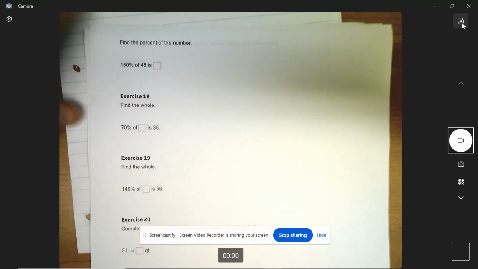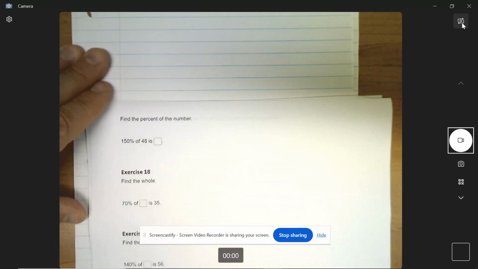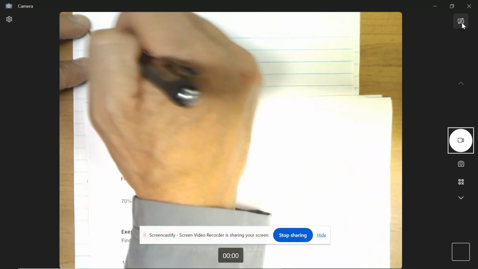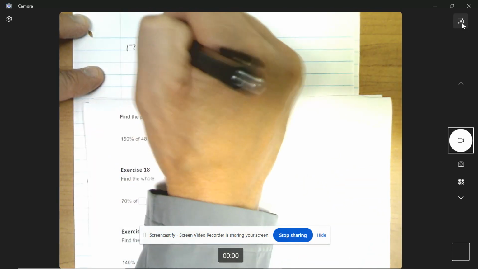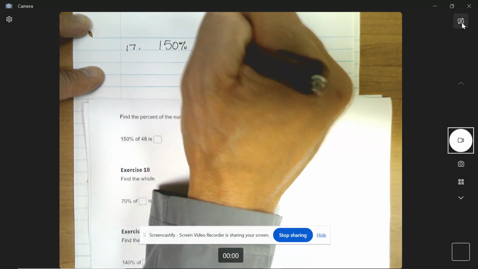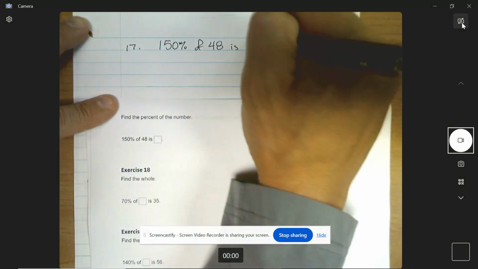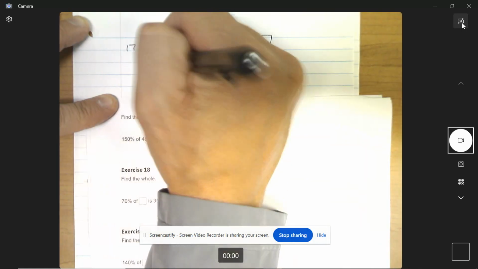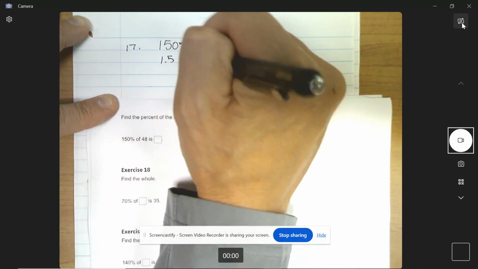All right, number 17. 150% of 48 is, I'm going to turn this into a decimal. 1.5 times 48.